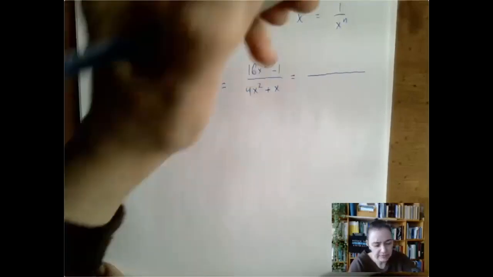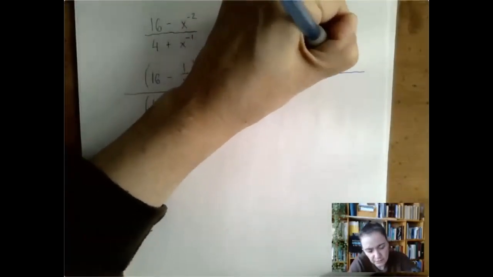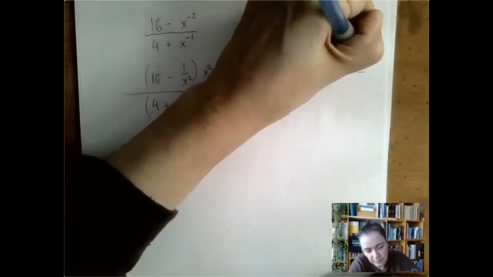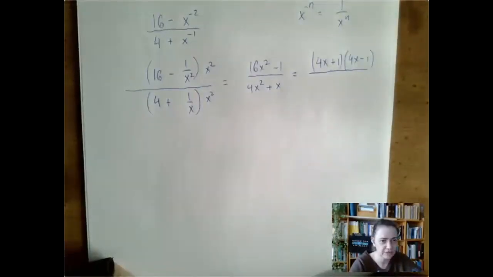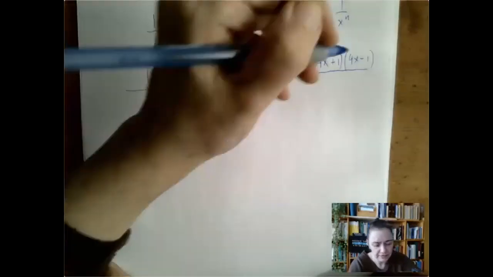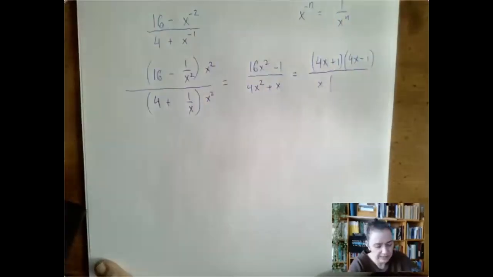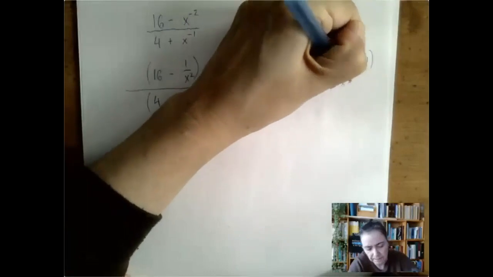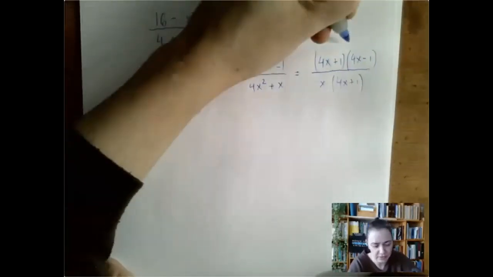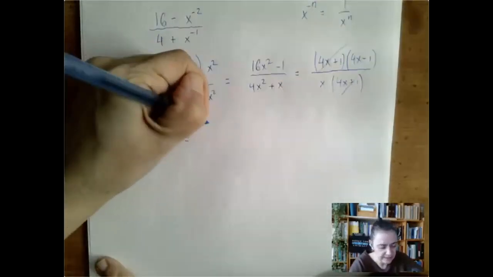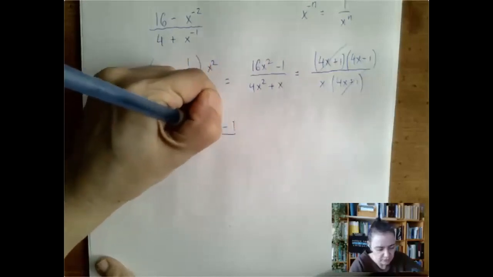The numerator can be factored as 4x plus 1 times 4x minus 1 via the difference of squares theorem. And if we just factor out x from the denominator, we get x times 4x plus 1. And so you see 4x plus 1 is a common factor. And so we have 4x minus 1 over x.